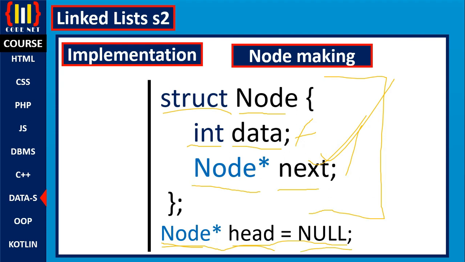If we initialize head to null, then it means we are saying head isn't pointing to any link, isn't holding any memory address for any node so far, which is fine because this is what we are actually doing.